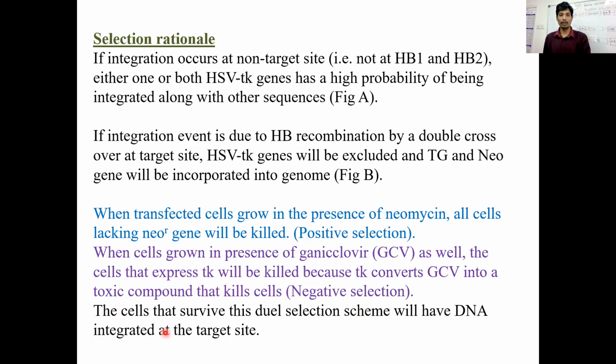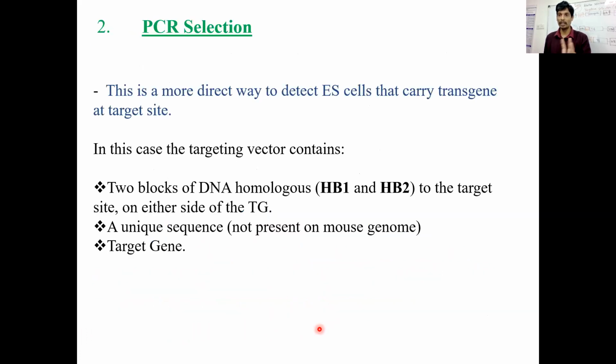The cells that survive this dual selection scheme will have integration at the target site. So that is about the positive negative selection. Then, to check whether the cells got specific or directed integration or not, we can also screen by PCR.